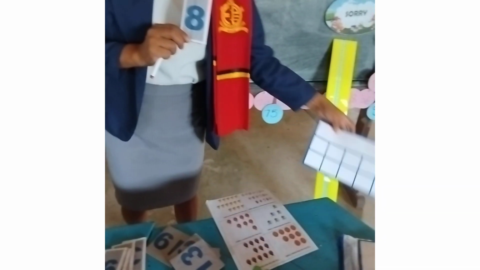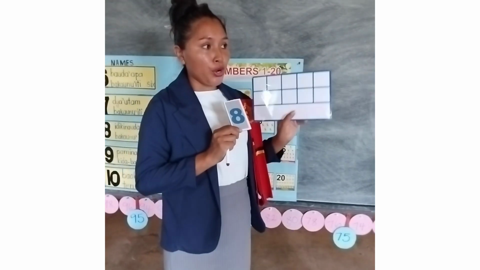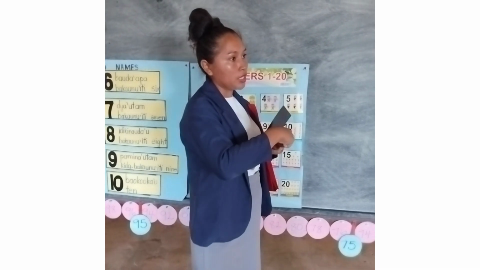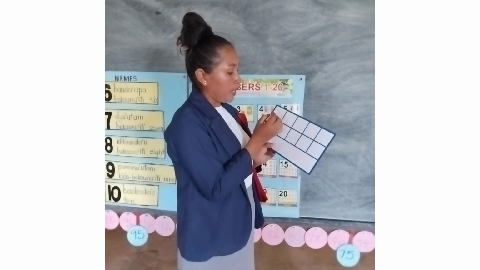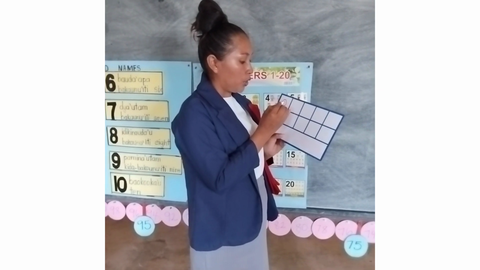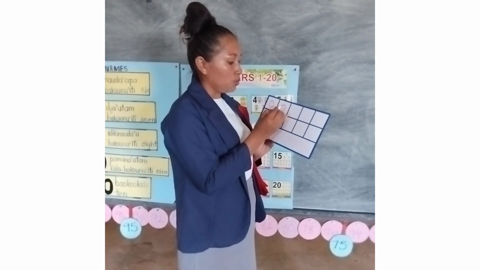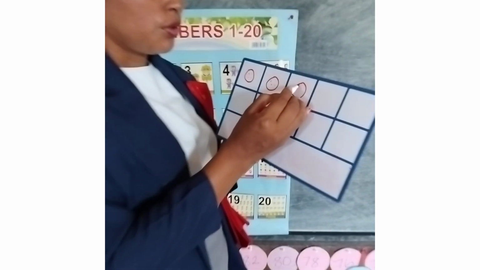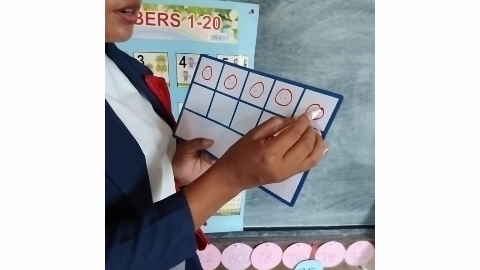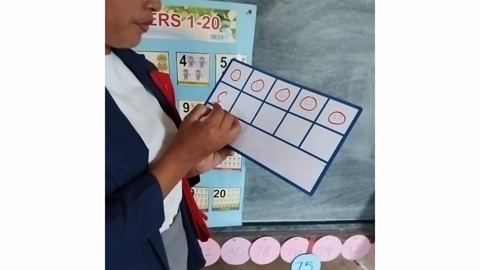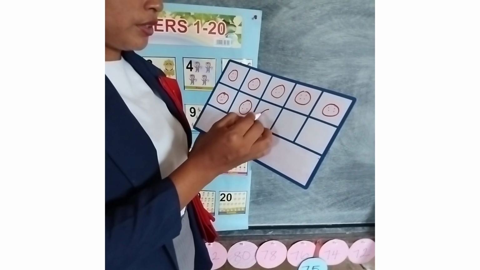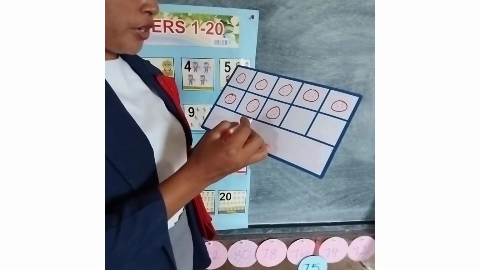Another way they can represent pictorially is by drawing 8 circles or 8 buttons on their 10 frame. So I can ask a child to draw 8 buttons. I can have them drawing 1, 2, 3, 4, 5, 6, 7, 8. So there I have 8.